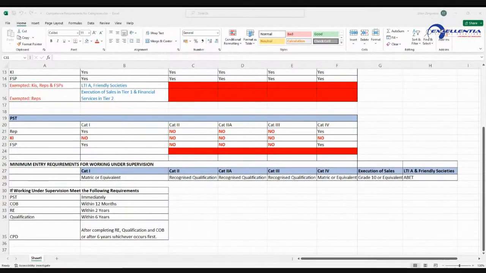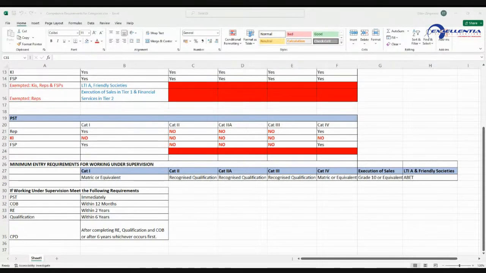So let's talk about these requirements. They will apply differently to different categories, as you may be aware of. So for example, in Cat 1, you need a matric or equivalent. Please don't ask me what is the equivalent of matric, but the requirement for you to work under supervision in Cat 1, you must have at least matric or equivalent. Normally, an equivalent might be an NQF 4.